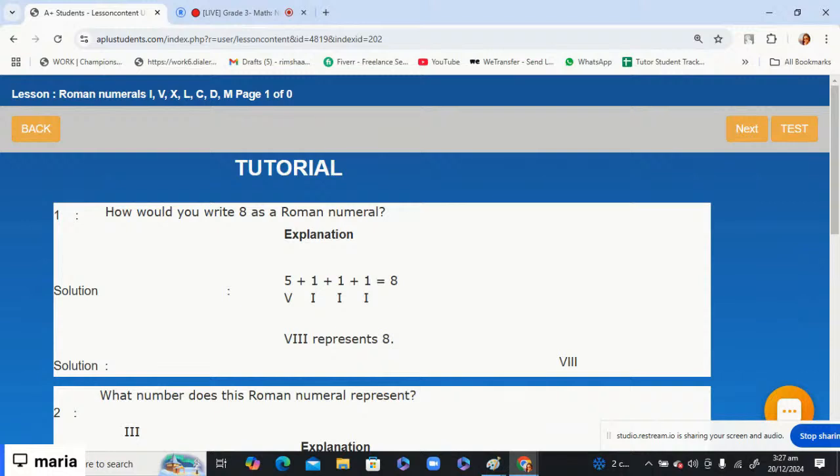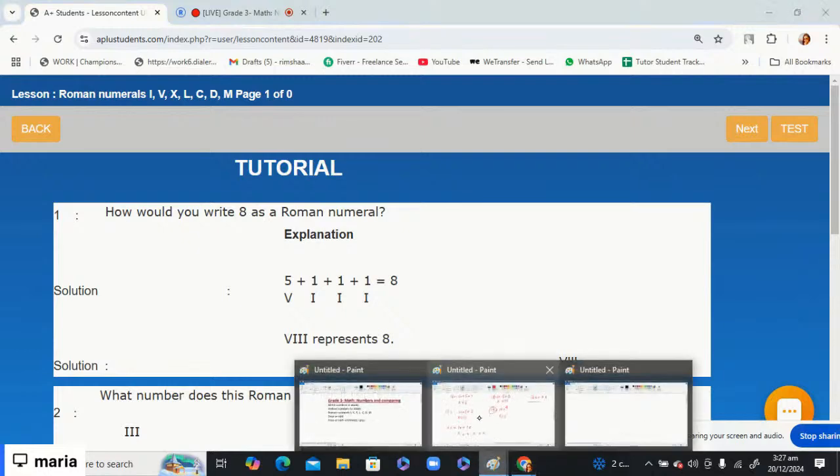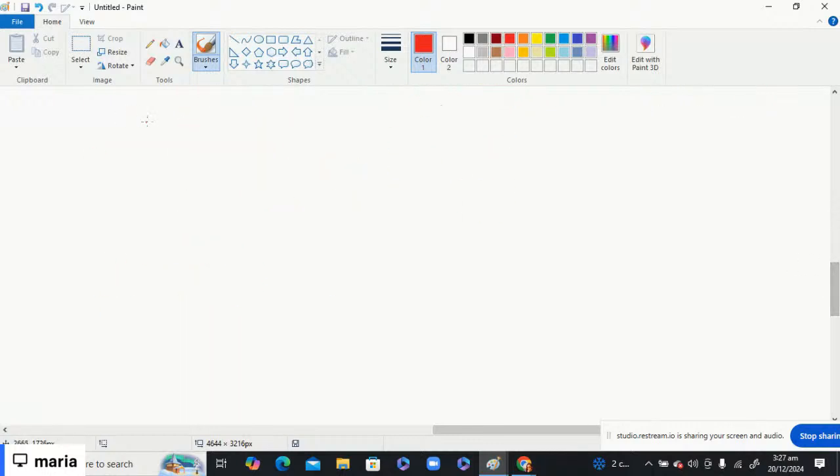Let me tell you the meaning of, first of all, L. L is your 50. Here are given I, V, X, L, C, and D. I is, remember, 1. V is for 5. X is for 10. L is for 50. C is for 100. Now, what is for D?